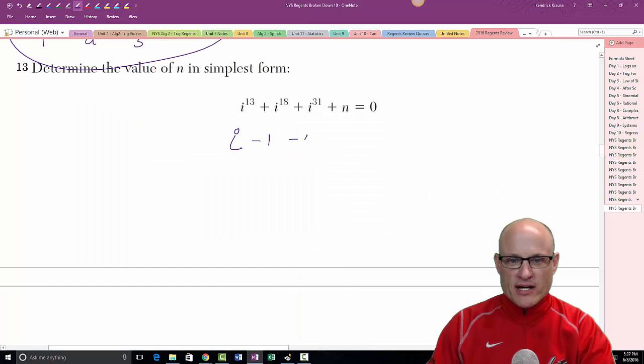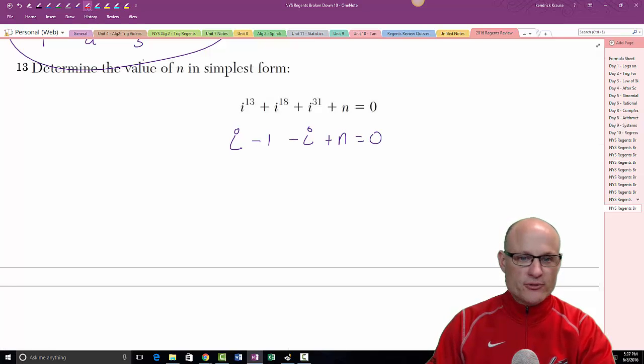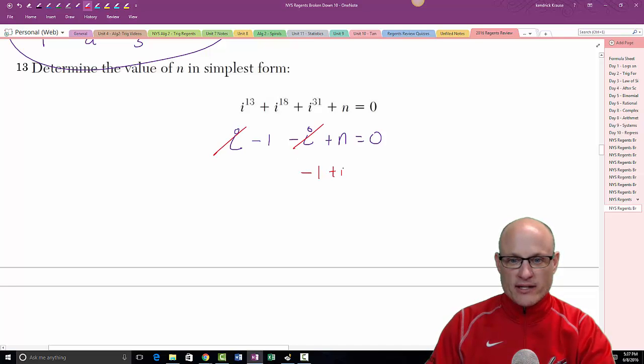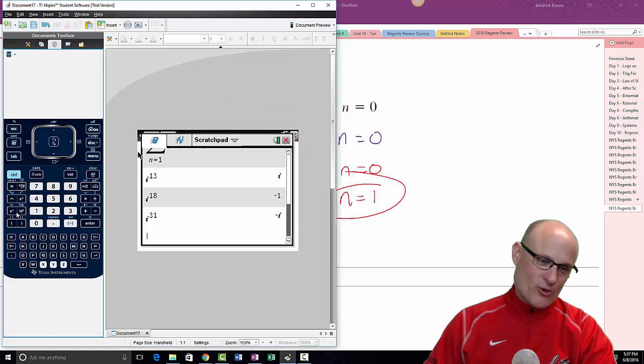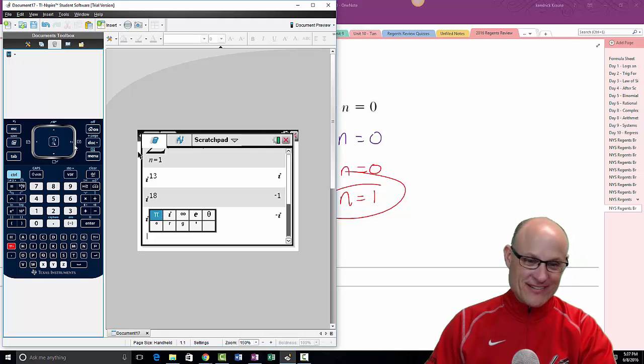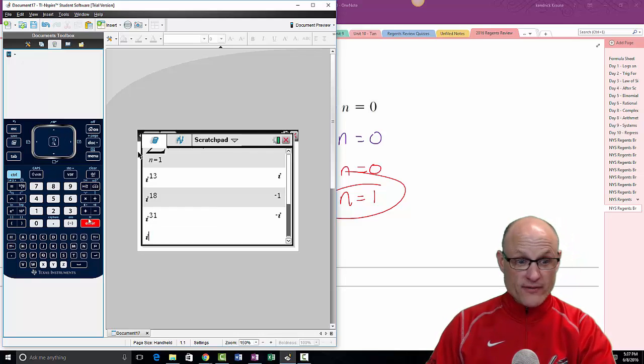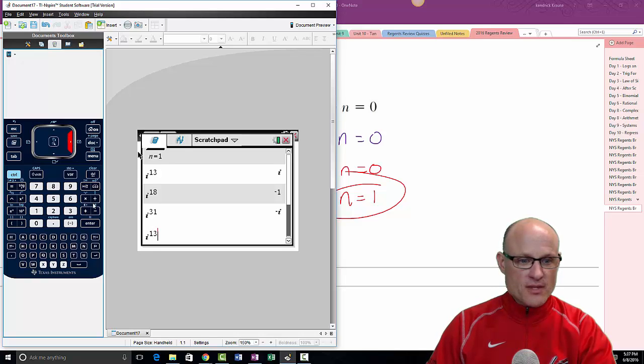Negative i minus i plus n equals 0. Well, this is positive i and negative i. They just go. So what I end up with is negative 1 plus n equals 0. So n equals 1. Could you check that? Oh, I'm glad you asked. You were just thinking, God, I wonder if I could check that. I to the 13th plus i, let's do it this way.